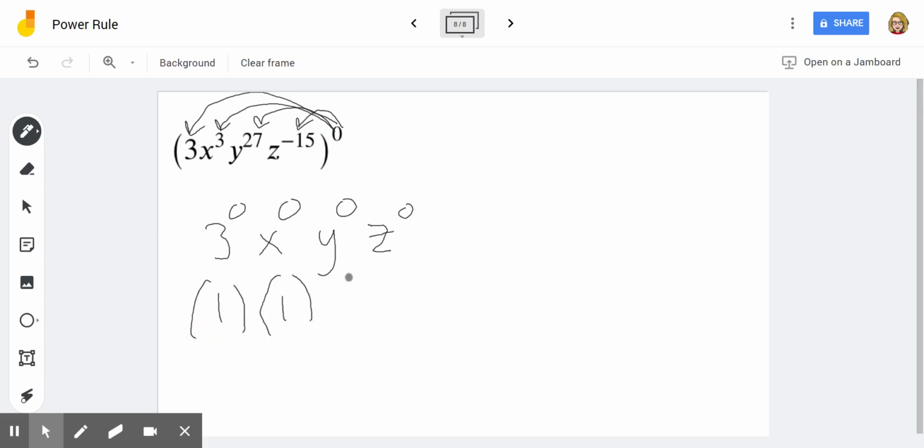X to the 0 is 1. Y to the 0 is 1. And z to the 0 is 1. So 1 times 1 times 1 times 1, which equals 1. Or we could have just seen that this is raised to the 0 power, and anything to the 0 power will always be 1.